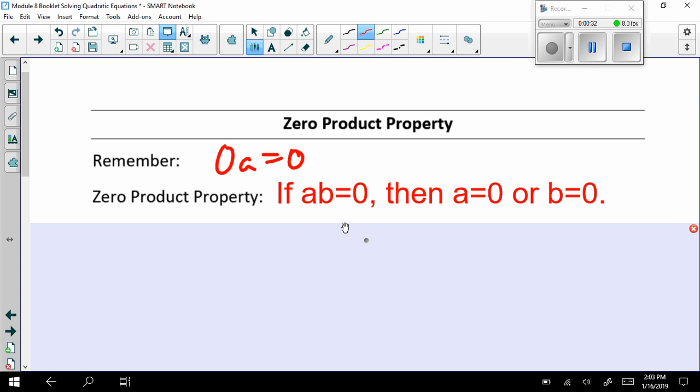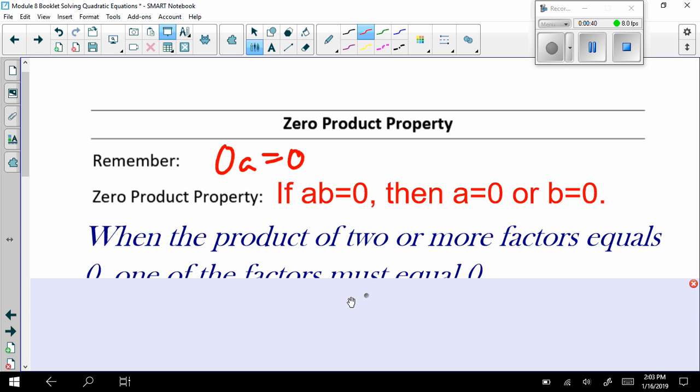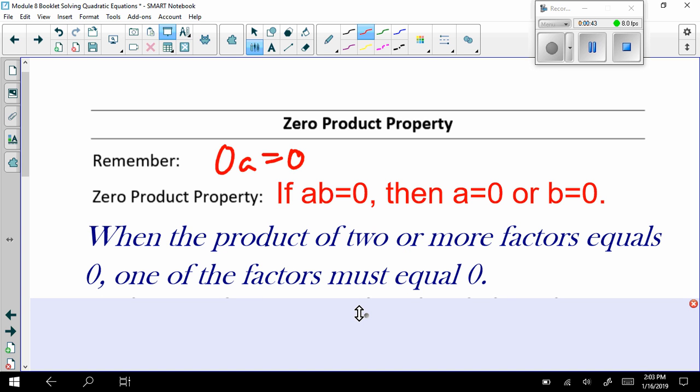It says in algebra, if AB equals 0, so A times B equals 0, then either A equals 0 or B equals 0. In other words, when the product of two or more factors equals 0, one of those factors must equal 0. So we're going to use that in order to find our zeros. In fact, we have done this before. We're just going to add a layer to it. What we're looking for are our zeros, the values that make the equation true, which right now makes it equal to 0.